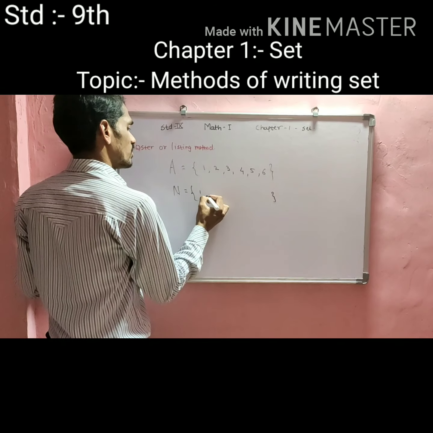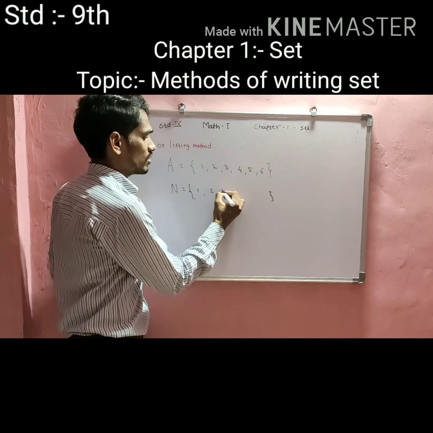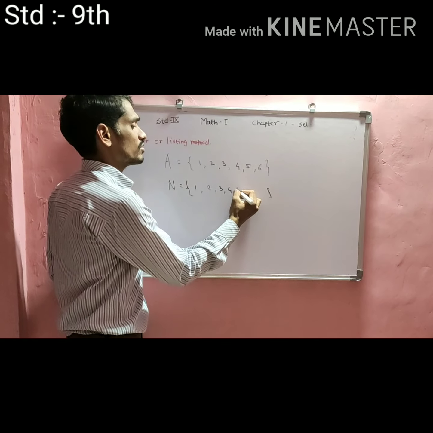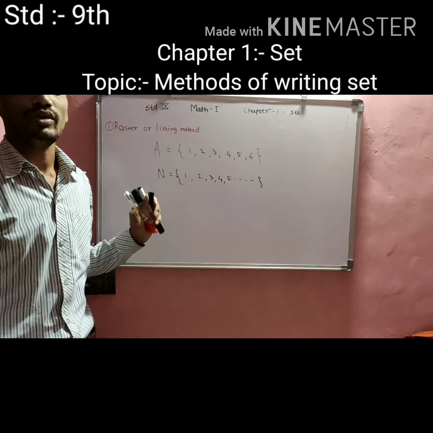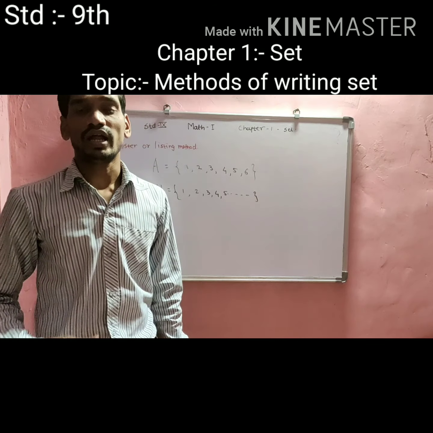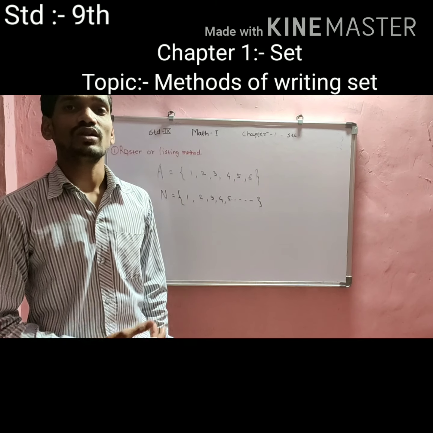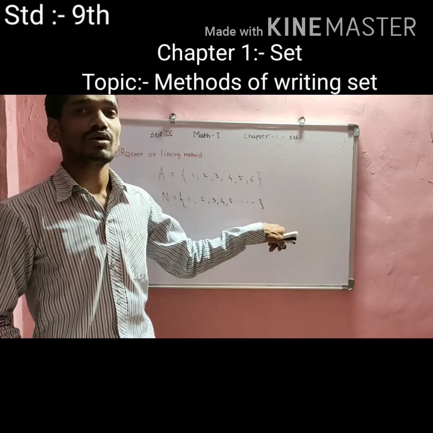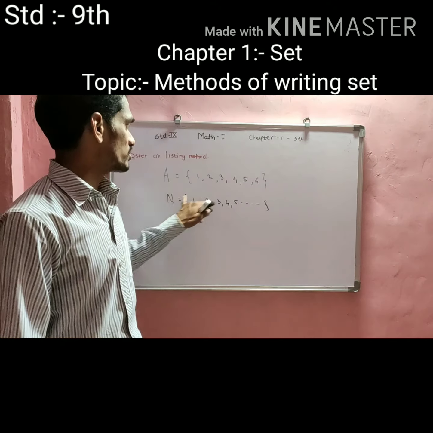Again, in the listing method we retain the elements in curly brackets, and each element is separated by commas. This is a second example: rational numbers, irrational numbers, real numbers. You can use commas to separate the elements in the listing method.